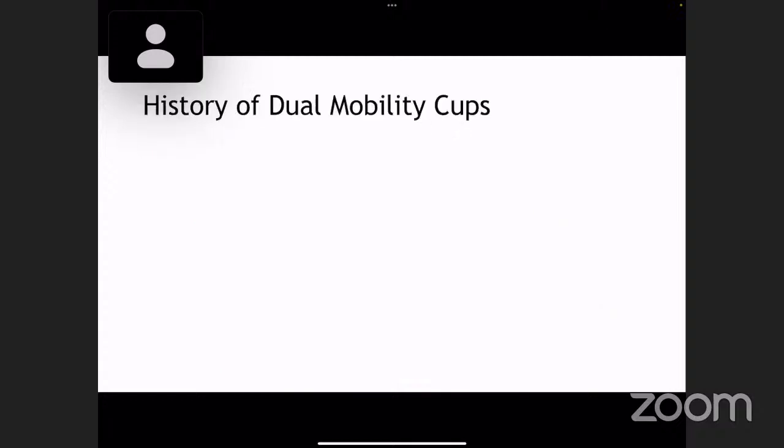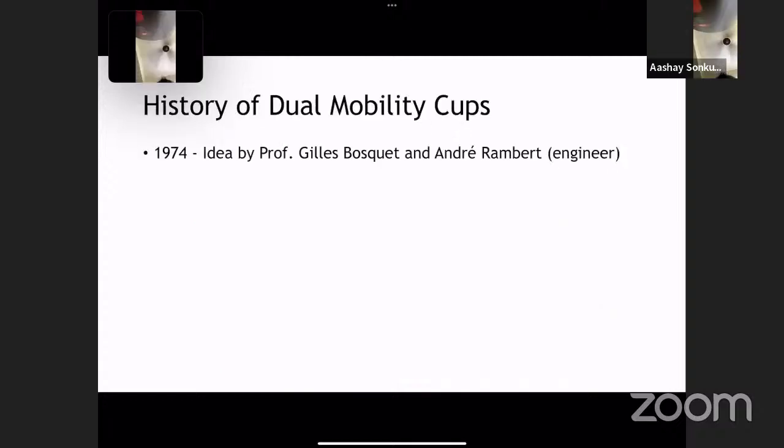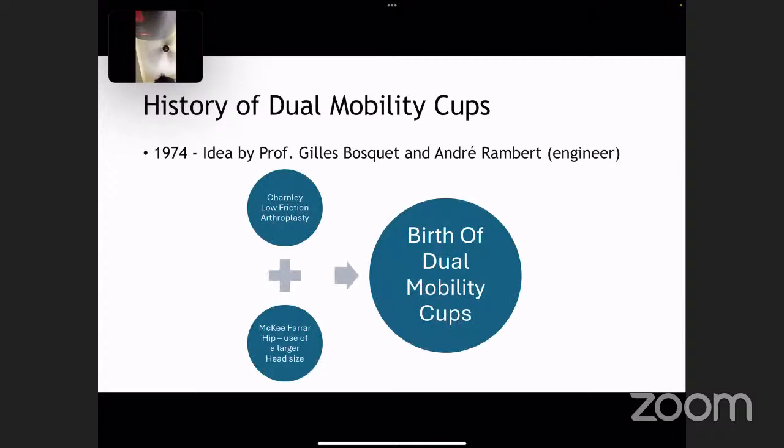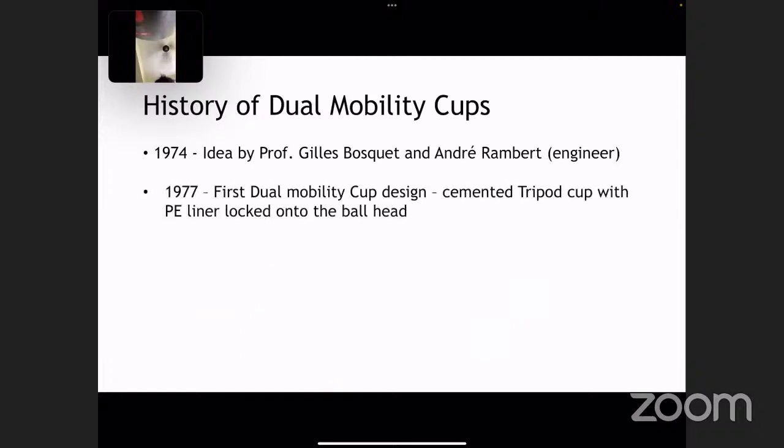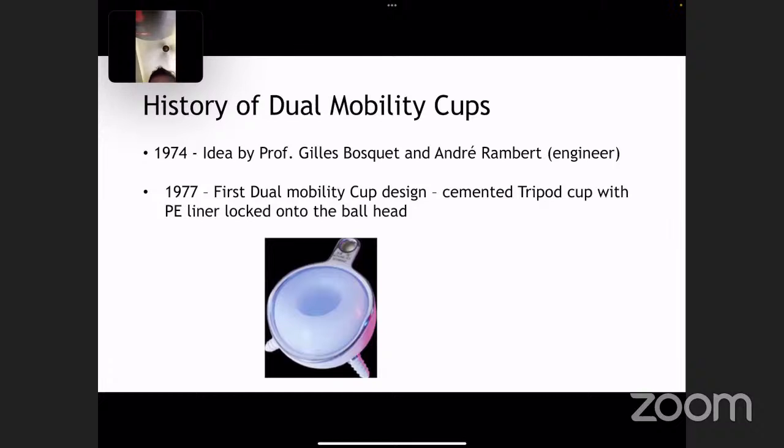A look at the history of the dual mobility cups. The idea of the dual mobility cup was the brainchild of Professor Gilles Bosquet and his engineer André Rambert. They combined the principles of Charnley's low friction arthroplasty and McKee-Farrar hip, which utilized a larger head size, and this led to the birth of dual mobility cups. The first dual mobility cup design was a cemented tripod cup with a polyethylene liner locked onto the ball head.